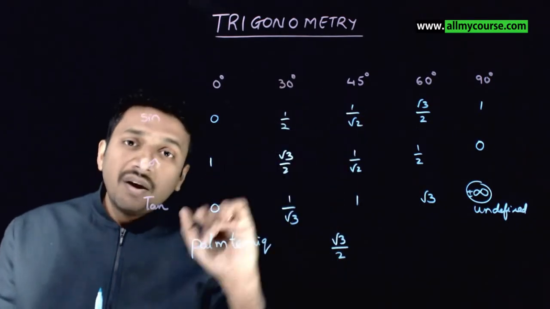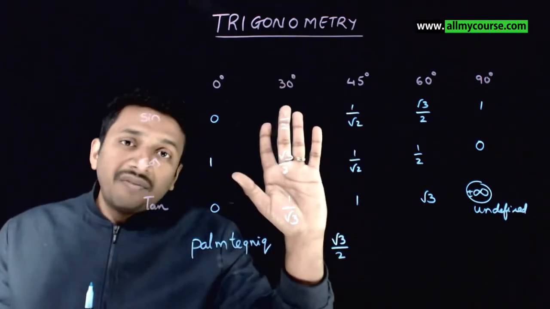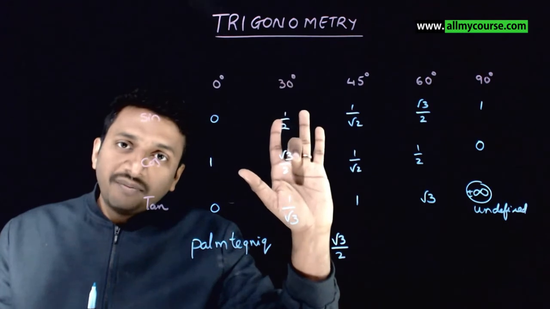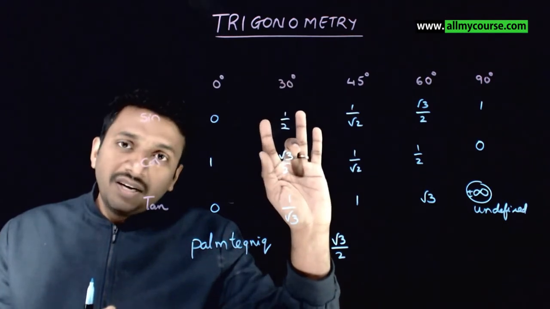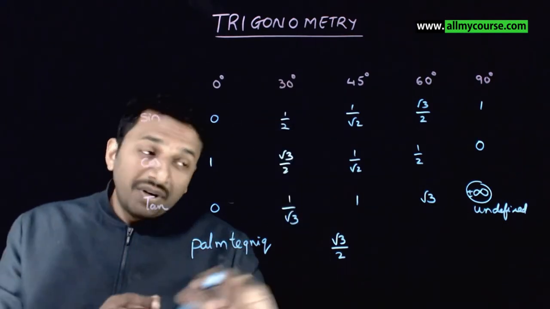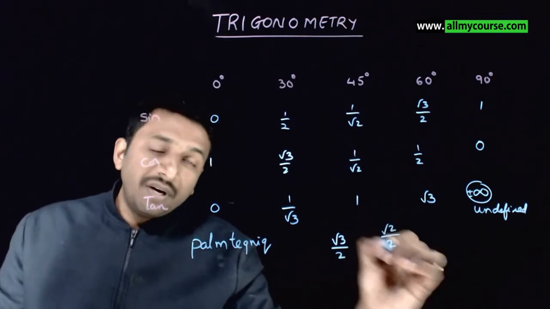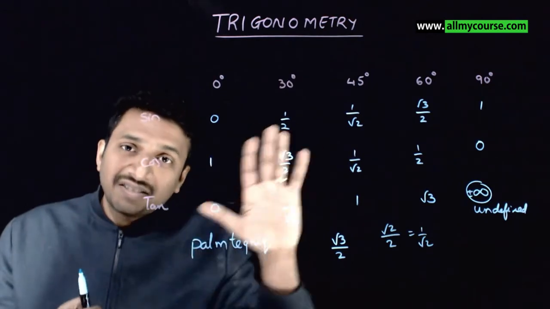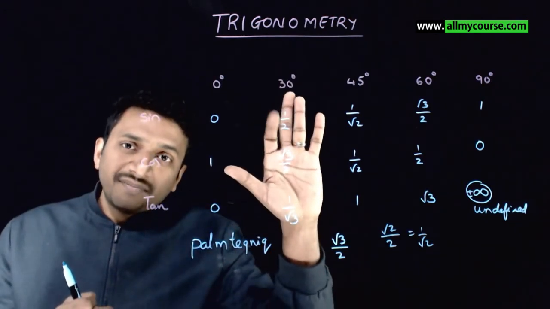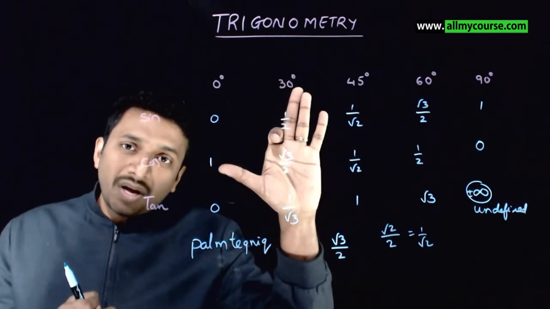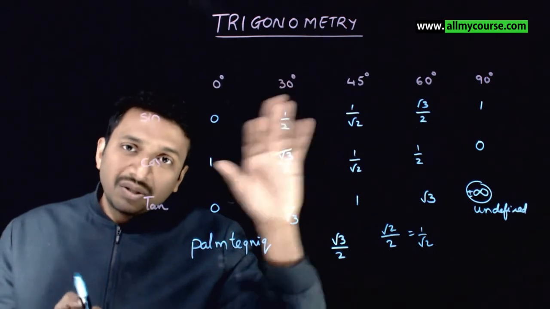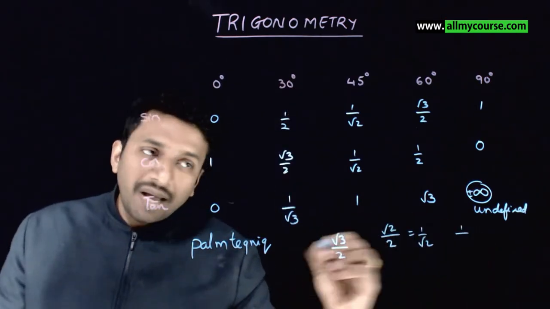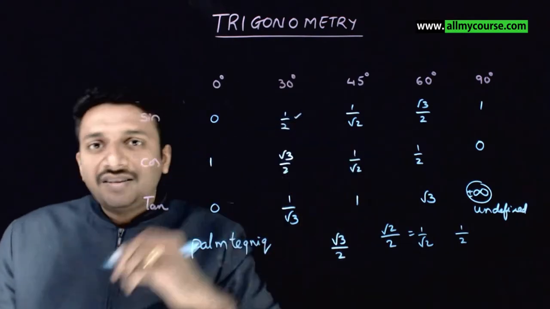So if you want sine 45 degrees, 45 corresponds to the middle finger, just close the finger. So you have 2 fingers on this side. So the number is root 2 divided by 2. That's nothing but 1 by root 2. And if you want sine 30 degrees, 30 degrees corresponds to this finger. So you just close this finger. So you have 1 finger on this side. So root 1 is 1 by 2. So sine 30 degrees is 1 by 2.